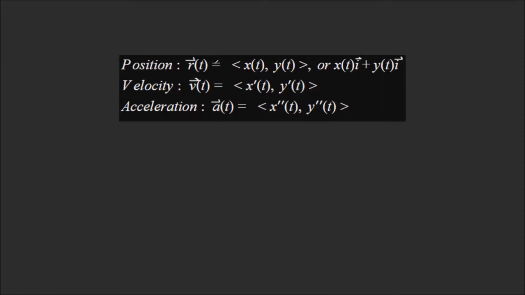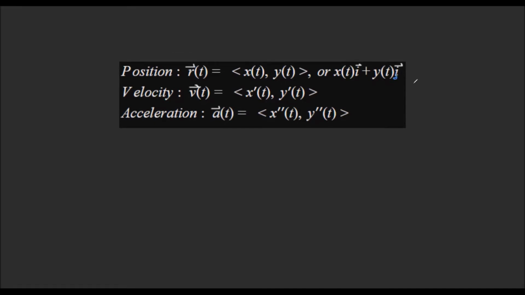Now, position is represented by x of t and y of t. Now, these should be treated as two separate functions all the time. It can also be written as x of t i, this i thing with an arrow overhead, plus y of t, and this should look more like a j. So y of t, j arrow. I'm not quite sure what those represent.